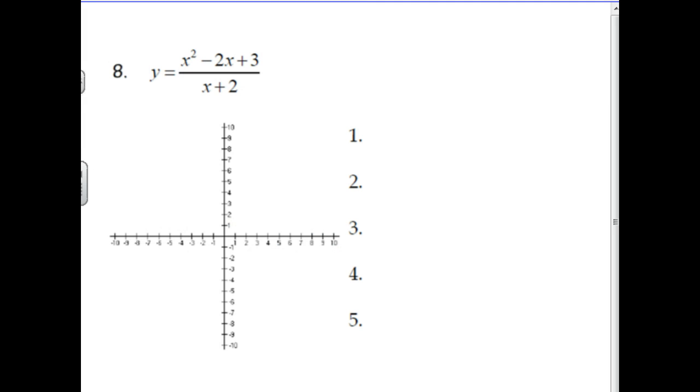So again, if we learned anything, we want to check for removables. So we should factor this thing first. Factors of 3 that add up to 2 are 3 and 1. Signs are going to be alike, they're both negatives. And there's no removable but 2 vertical asymptotes. So x equals 3 and x equals 1 for my vertical asymptotes.